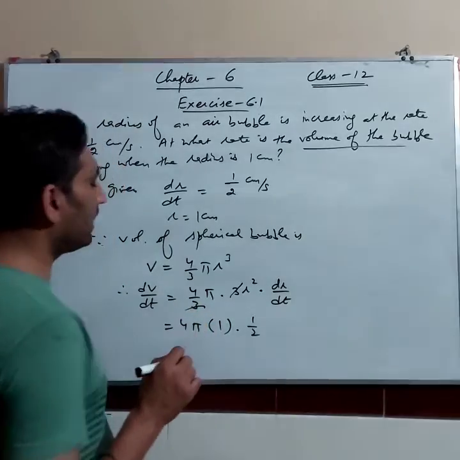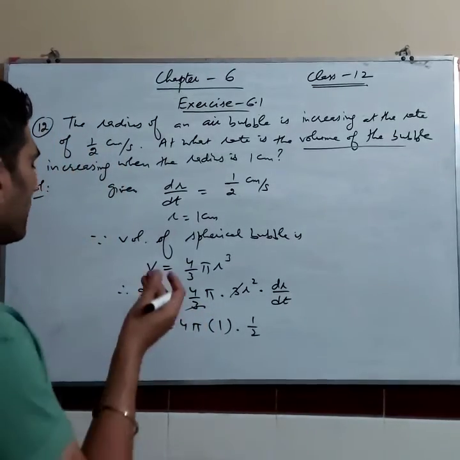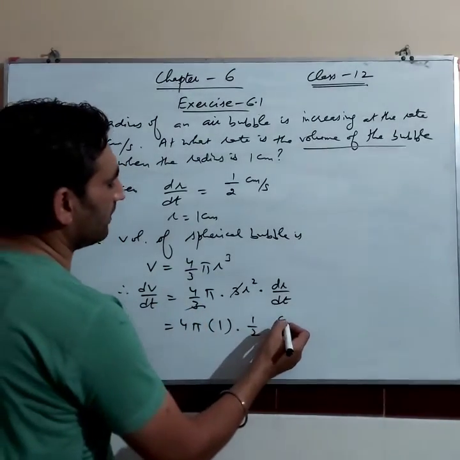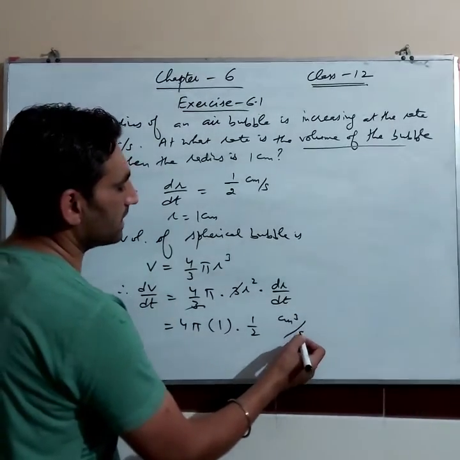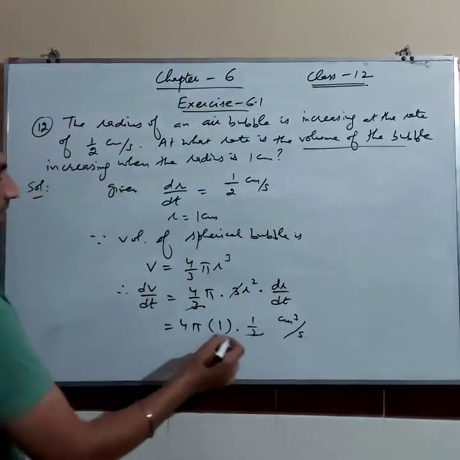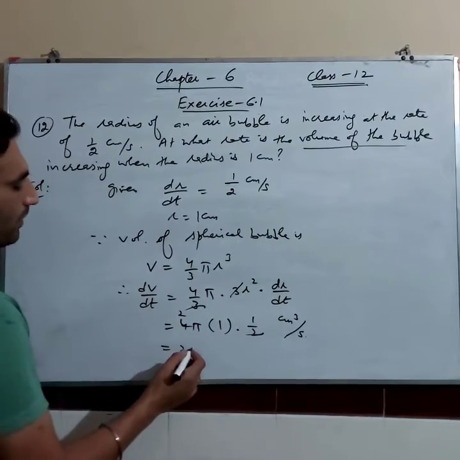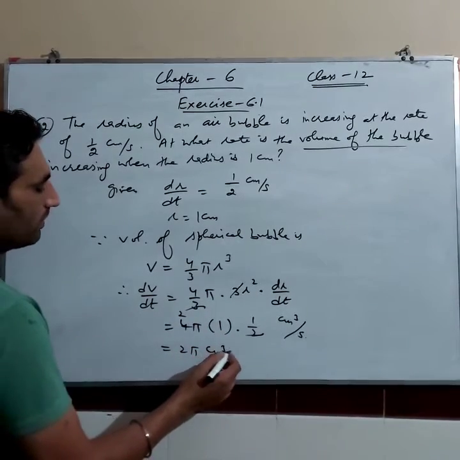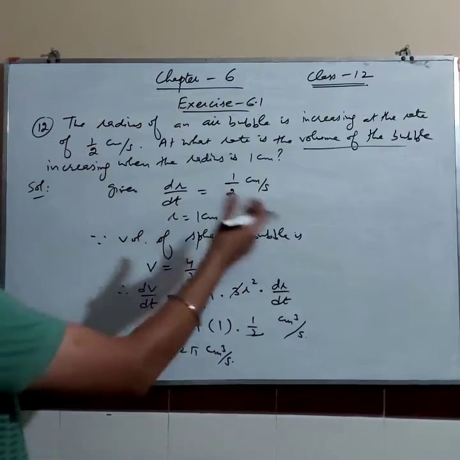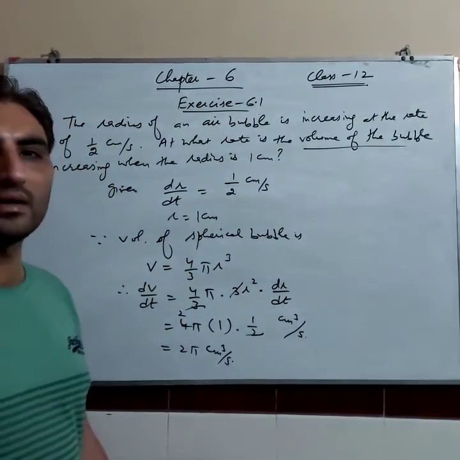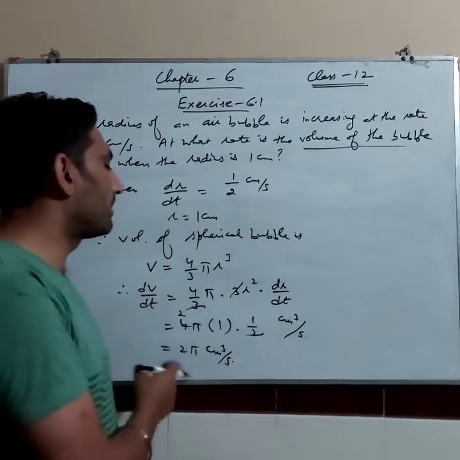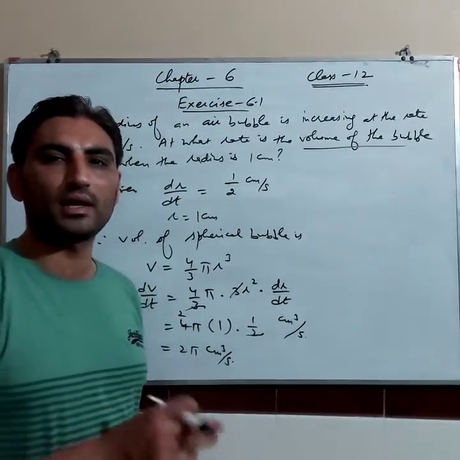In the end, no need to worry about units. Since you are writing about volume, you can mark volume in centimeter cube, and with respect to time it is per second. Solving it further, it will give 2 pi centimeter cube per second. I explained the easy method, so there is no difficulty, I think. Try to remember these things. They are very beneficial and helpful for you.